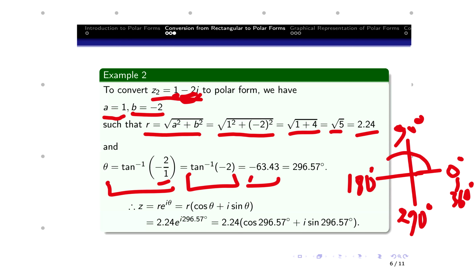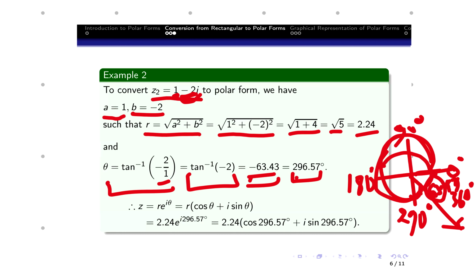So it means this is 63.43. So if you still go clockwise, you can go all this way. And that is why the way to get this is to subtract the 63.43 from the whole 360 degrees. So you get this part we need. And that is now your 296.57 degrees.